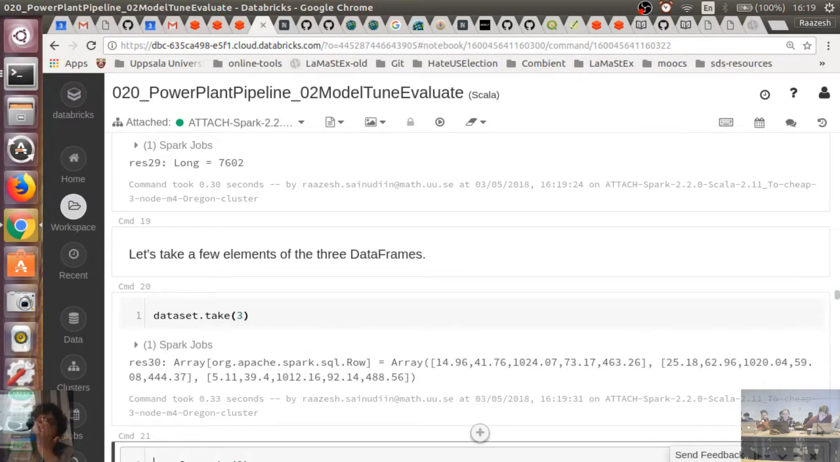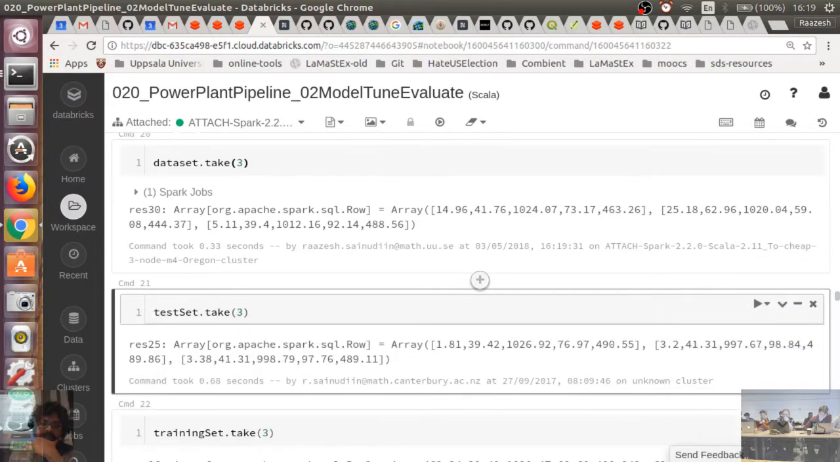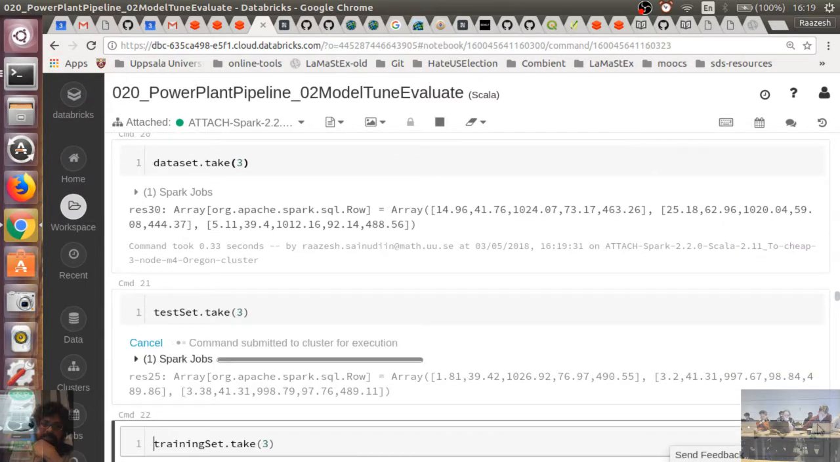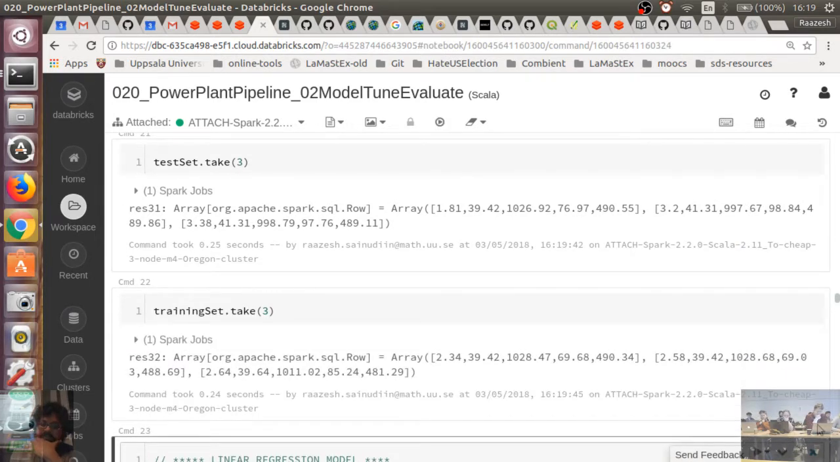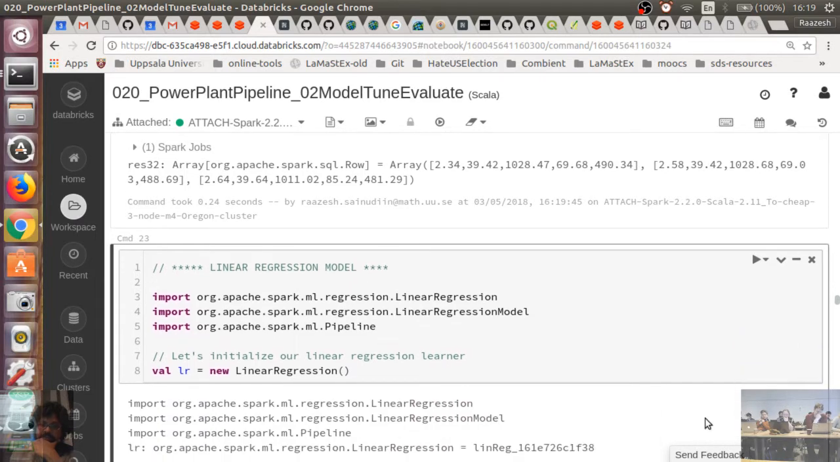So this is how my overall data set looks, right? And this is how my test set looks. And my training set looks like this, with just the top 3 elements. So it's just the same data set split into random blocks of 20 and 80%.